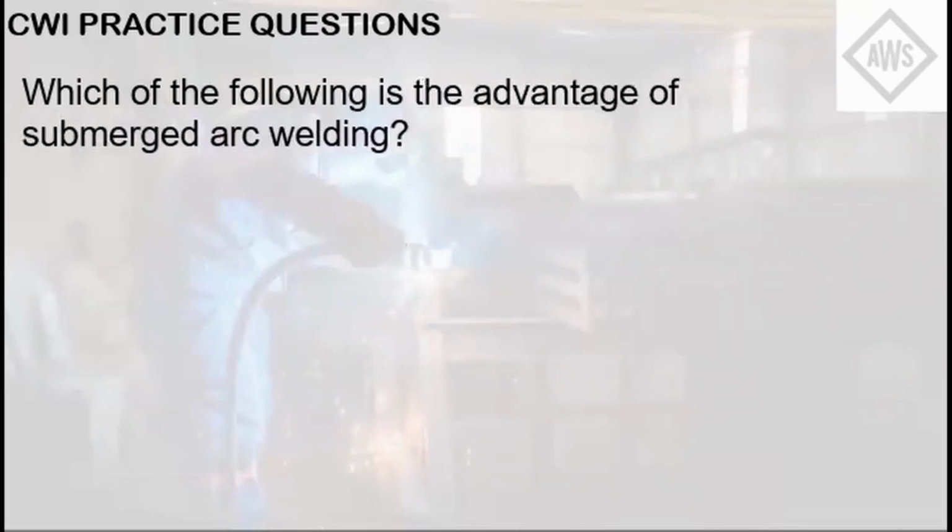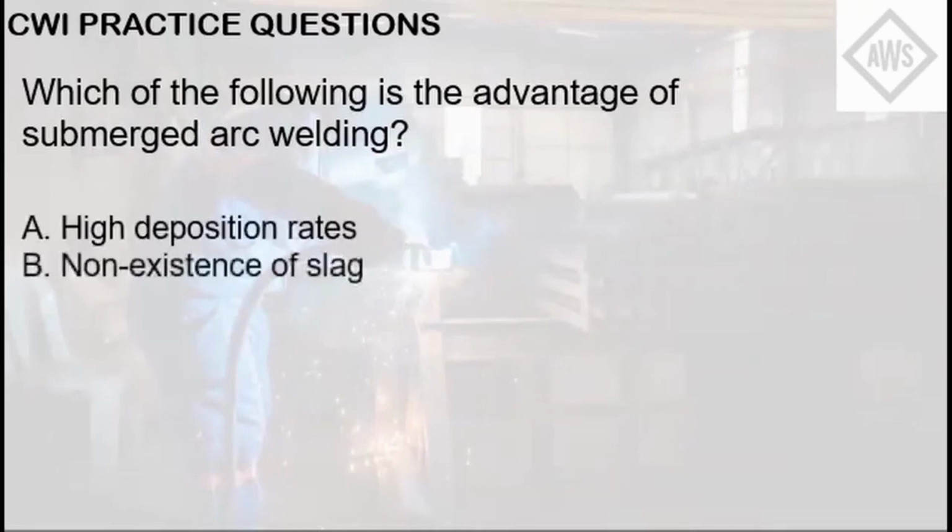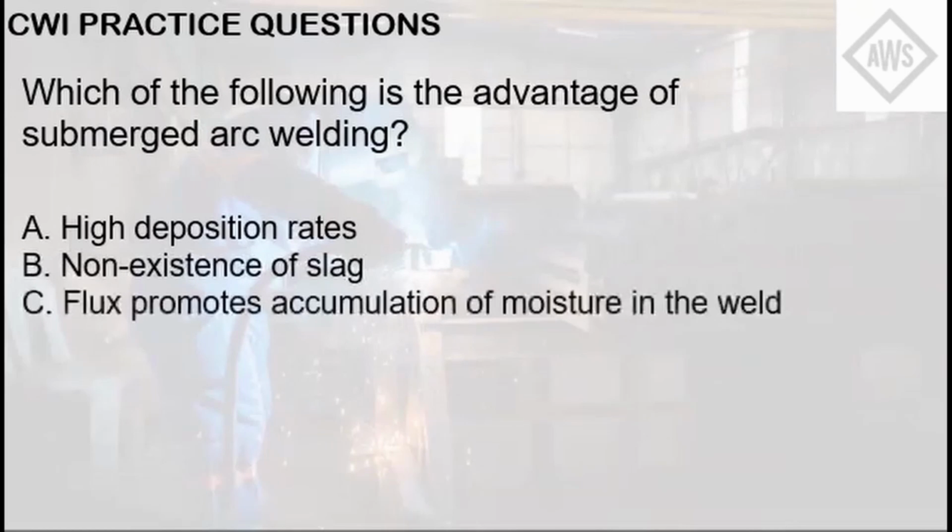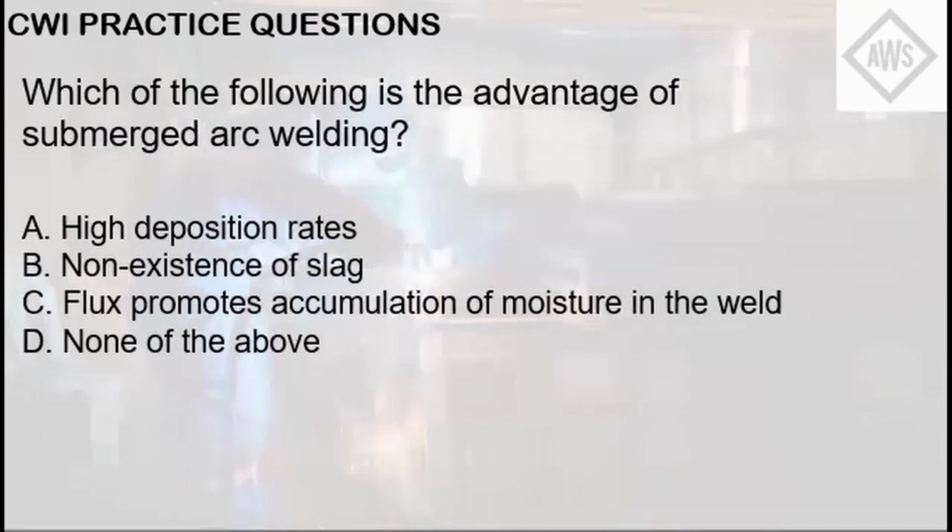Which of the following is the advantage of submerged arc welding? Letter A, high deposition rates. Letter B, non-existence of slag. Letter C, flux promotes accumulation of moisture in the weld. Letter D, none of the above. So basically, flux is a sand. It's basically slag itself, no? So letter B is not the answer.